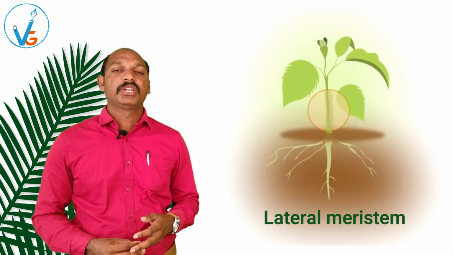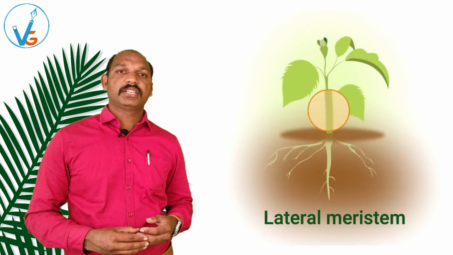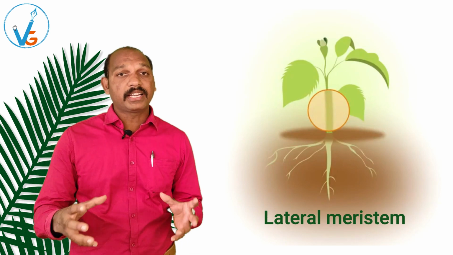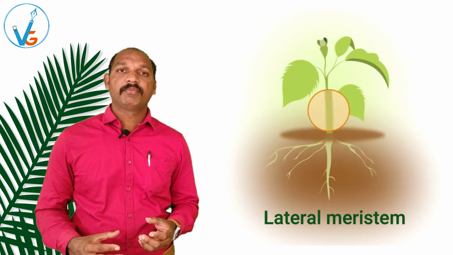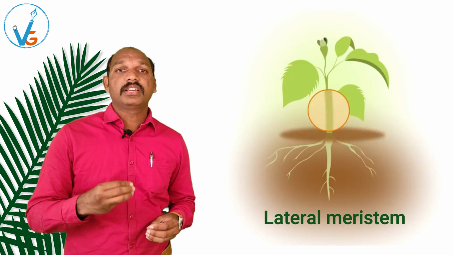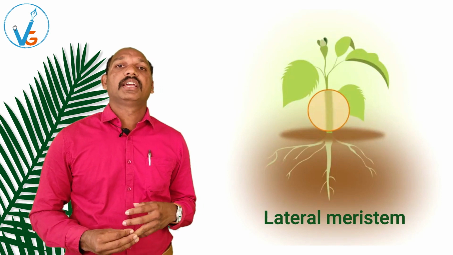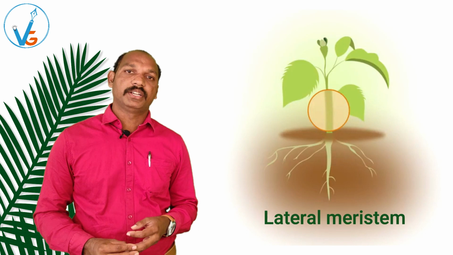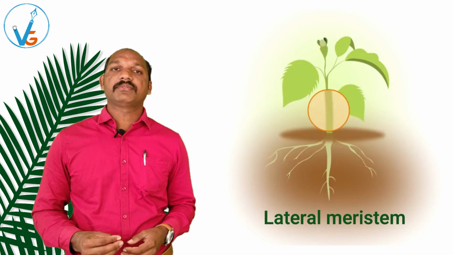And third one is lateral meristematic tissue. The tissue that brings the growth in the lateral side of the stem, that is the girth of the stem, is known as lateral meristematic tissue. And the functions of this meristematic tissue are the growth and the repairing of the plant body.